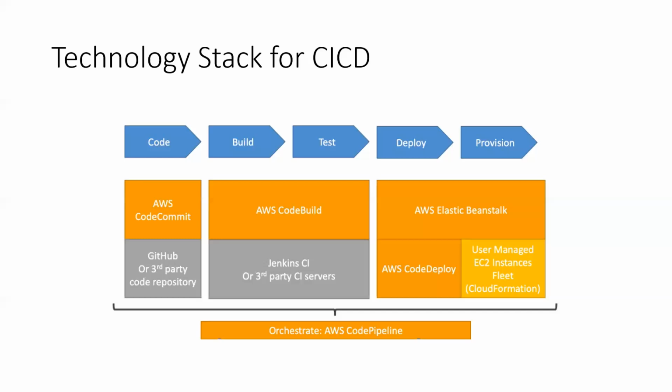It is comprised of AWS CodeDeploy. For deployment you use that, and to provision we use EC2 instances, a user-managed EC2 instance fleet. That is something that is your CloudFormation, which we will discuss at the end of this session. This entire thing is known as AWS CodePipeline, or in DevOps terms, the pipeline. This entire orchestration activity is the AWS CodePipeline. Any questions here? Anyone?